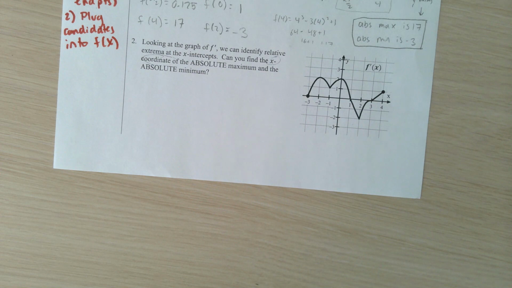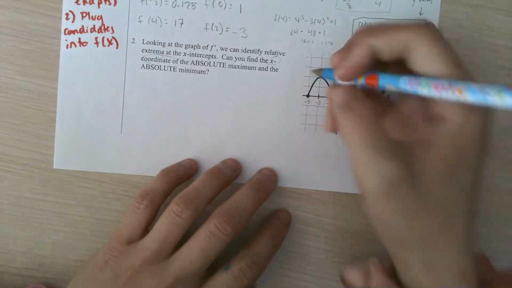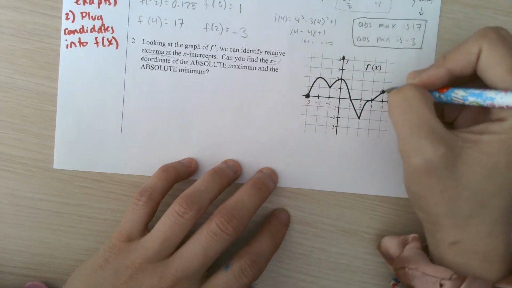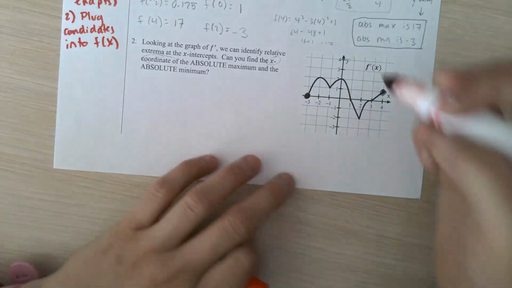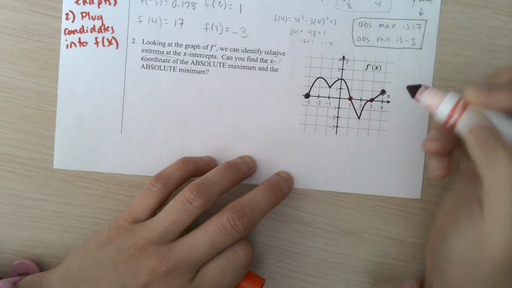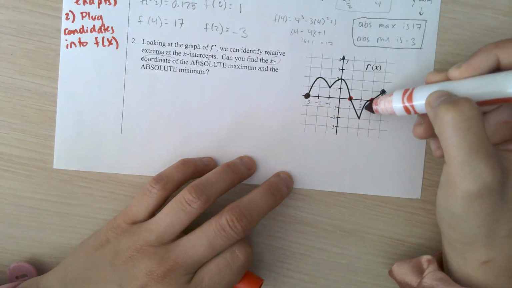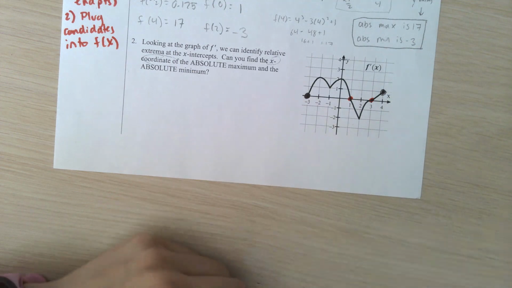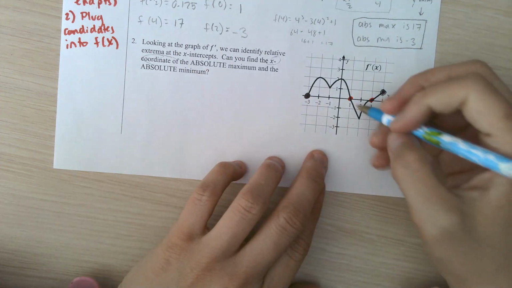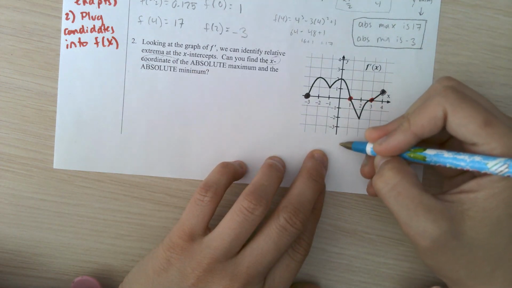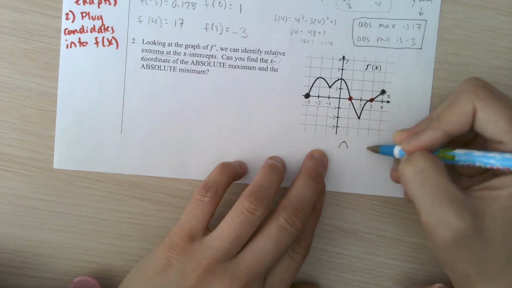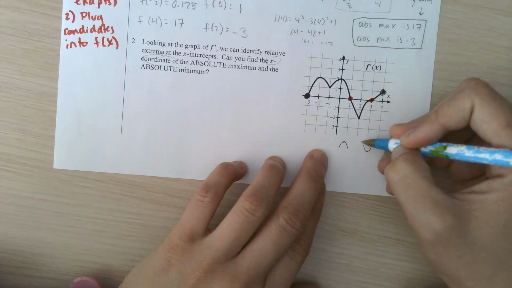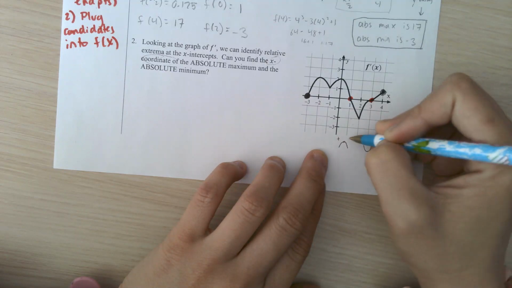So if we're looking for our candidates, right, we have our endpoints here. And then we have some critical points here because it's switching from positive to negative and negative to positive. So right here we have a max, and right here we have a min, right? Because we're going from negative to positive, positive to negative.